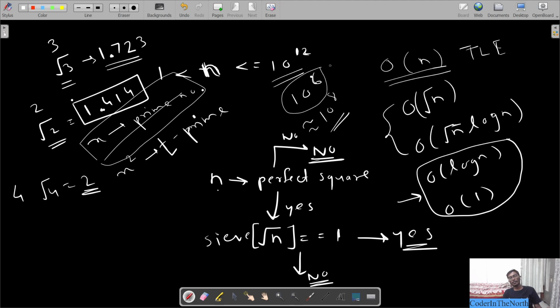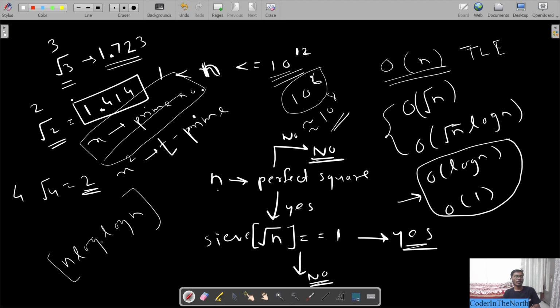We'll apply the sieve for 10 raised to 6, so it will be n log of log n. Here n is 10 raised to 6, not 10 raised to 12. For this time complexity it's 10 raised to 6.